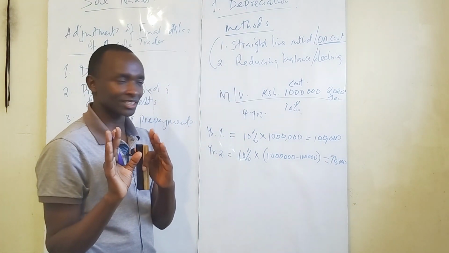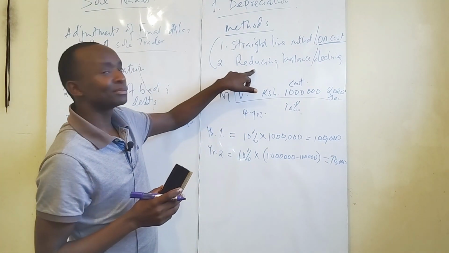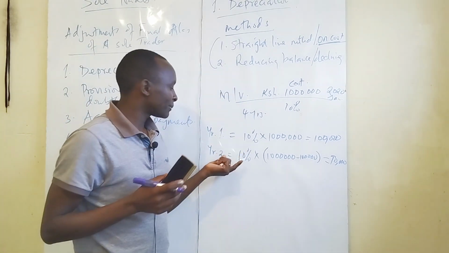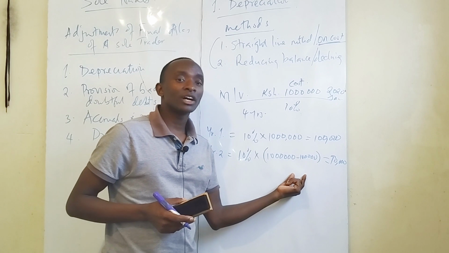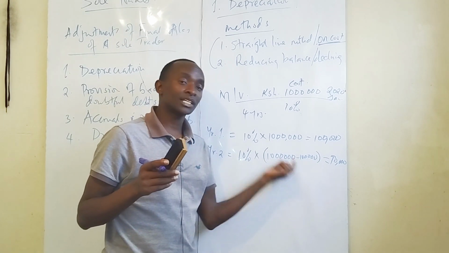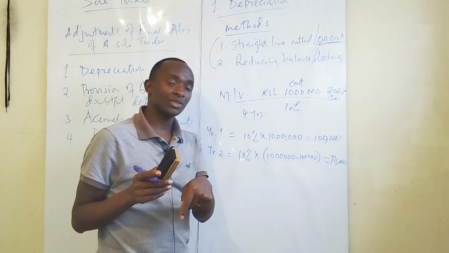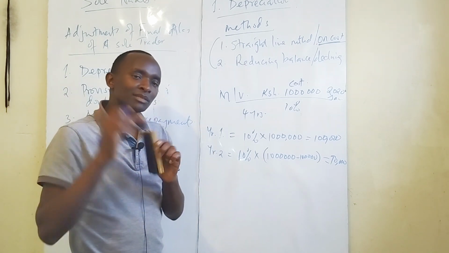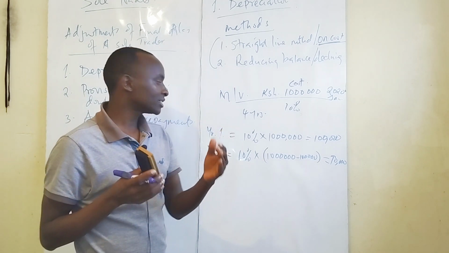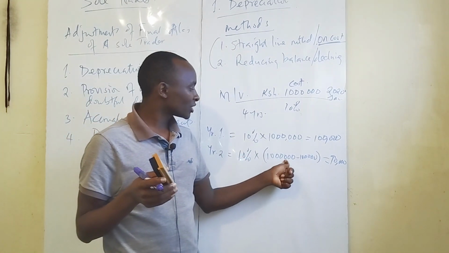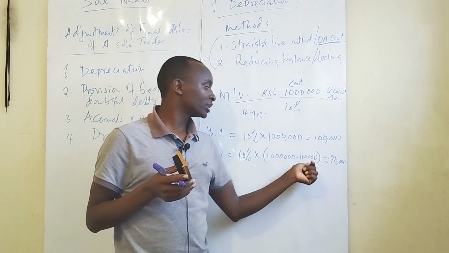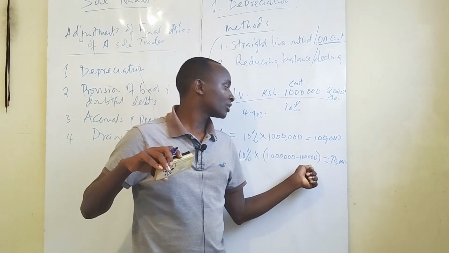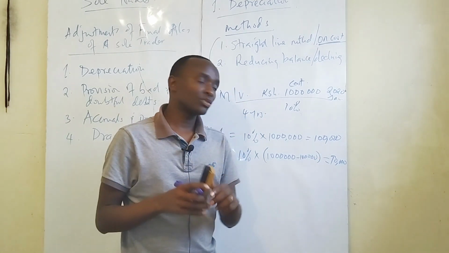Are you getting the logic? That is, reducing balance means it is the percentage times the net book value of that non-current asset at that time. Are you together? Net book means what? Net. Anything net means something has been reduced, right? So in this case, the original cost of 1 million, we reduce the depreciation of that year. Yes? So to arrive at the net book value.